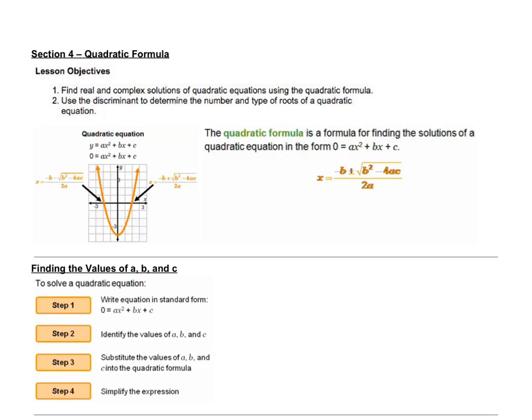Hello and welcome to the next video for Unit 4, and this is Section 4, the quadratic formula. This is one of my favorite formulas, okay? So what we want to do is find real and complex solutions of quadratic equations using the quadratic formula, and use the discriminant to determine the number and types of roots of a quadratic equation.